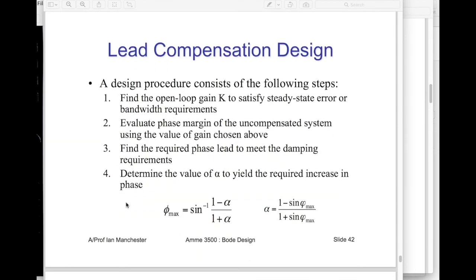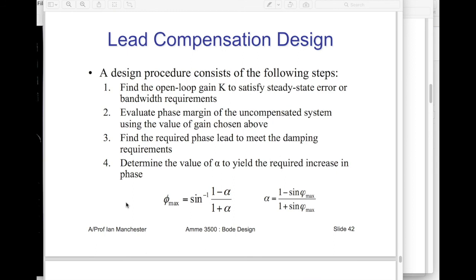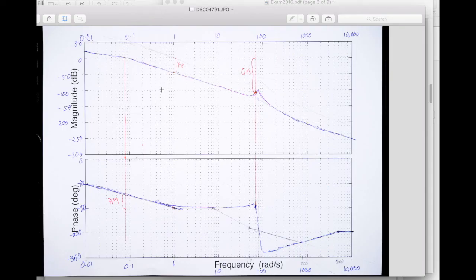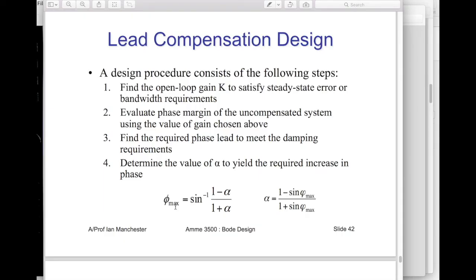So if we look at the procedure in the lecture slides for Bode design for lead compensators, we've already done step 1, which is to find an open loop gain K to satisfy the steady state error or bandwidth requirements. We looked at a bandwidth requirement for a settling time of 10 seconds, and we chose K equals 100 for that. We've evaluated the phase margin of the system using the gain chosen above. With that gain, the phase margin of the system went to almost nothing, okay? So the phase margin is almost 0, and we need to boost the phase to whatever we need.